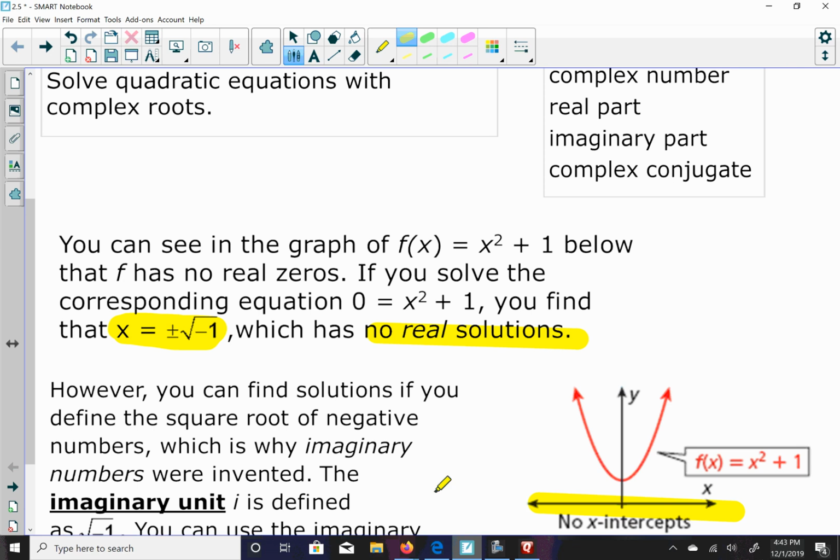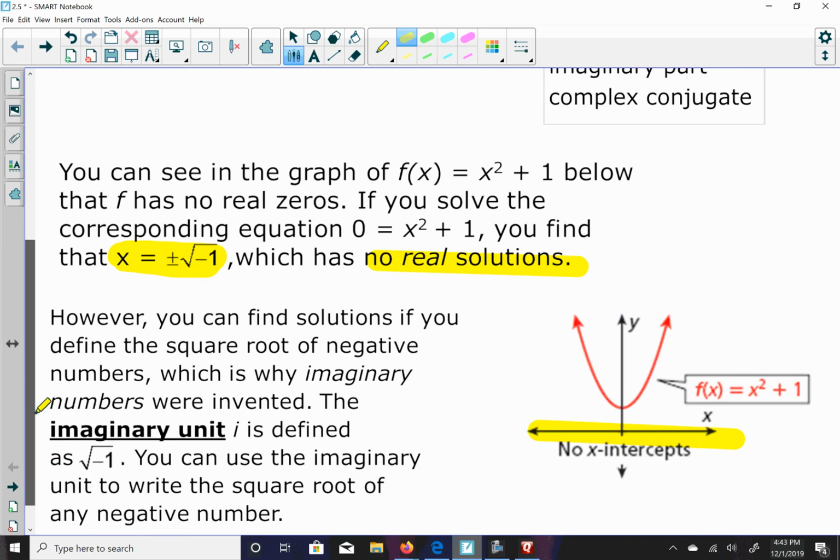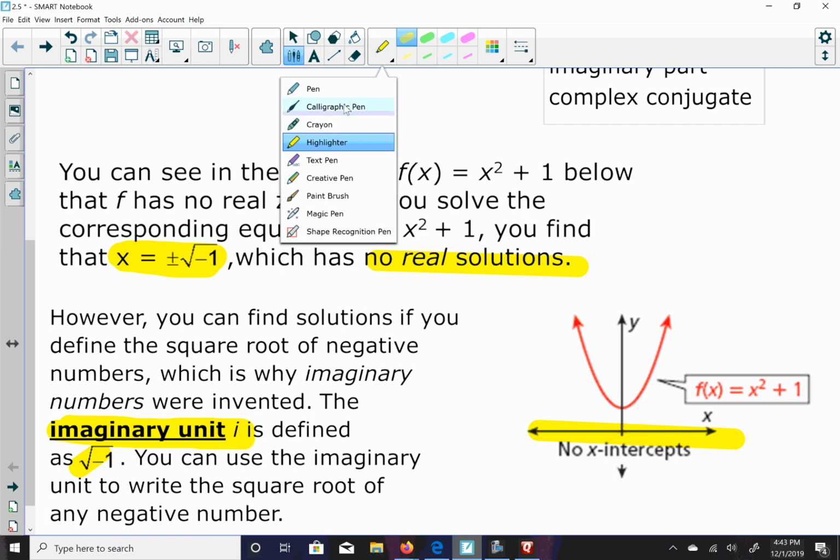But what we're going to do today is talk about the imaginary unit. The reason the imaginary unit was invented was so that we could solve the square roots of negative numbers. The imaginary unit is the letter i, which is usually italicized, and it is defined as the square root of -1. So I can rewrite the square root of any negative number as the imaginary unit times something else. Let's see what that looks like.